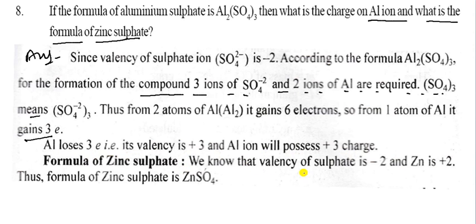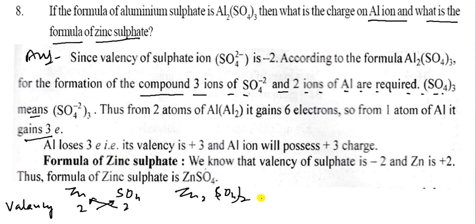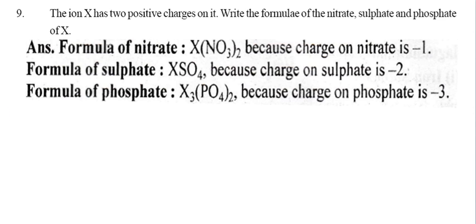Formula of zinc sulfate. The valency of sulfate is -2 and zinc is +2. So the formula is ZnSO4. Here you can write the valency: Zn has 2 and SO4 has 2. So you can multiply like this, giving Zn2(SO4)2, but the 2s will cancel each other. So we can write ZnSO4. This is the formula of zinc sulfate. You have to write it in your copy.